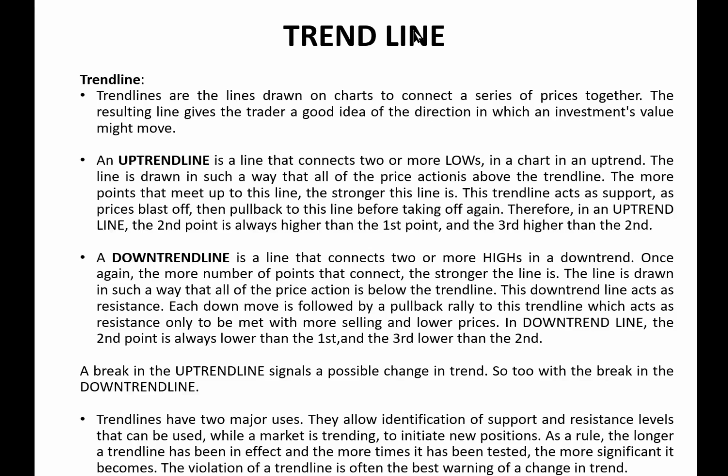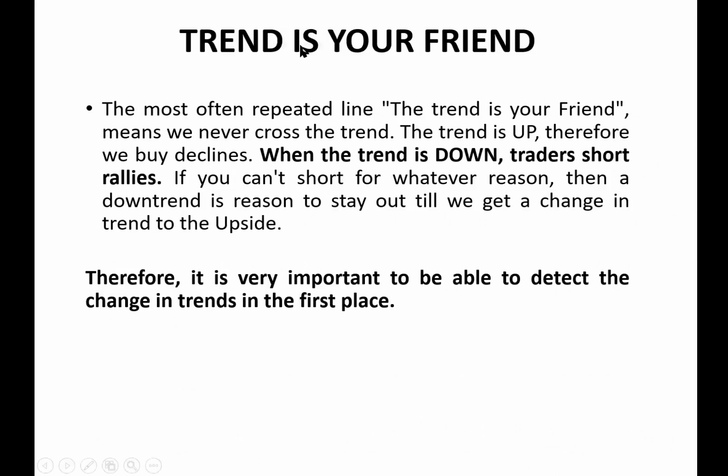As a rule, the longer the trend line has been in effect and the more times it has been tested, the more significant it becomes. The violation of the trend line is often the best warning of a change in the trend. It is often said that the trend is your friend. The most often repeated line, the trend is your friend, means we never fight the trend. The trend is up, therefore we buy the declines. When the trend is down, traders short the rallies.